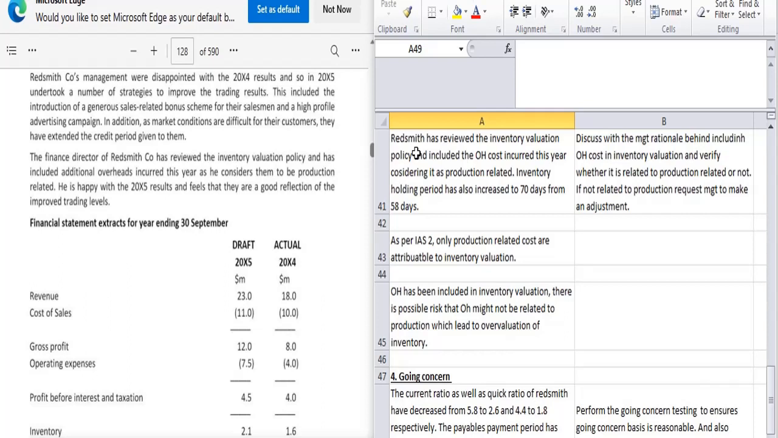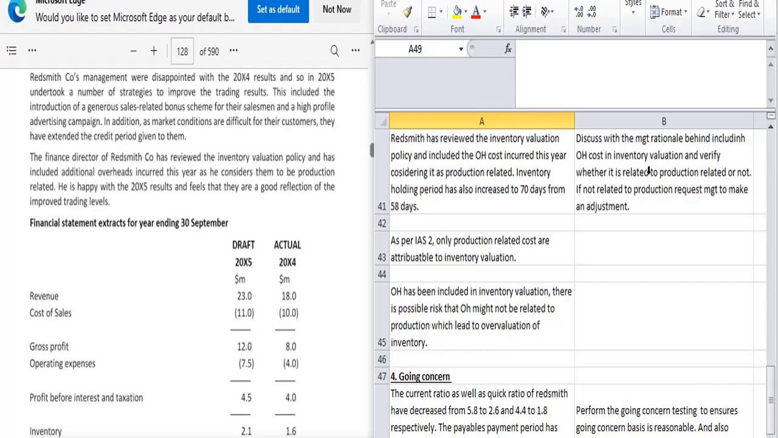But now here we will take a reference of IAS 2. What does IAS 2 say? As per IAS 2, only production related cost should be included in the inventory valuation, right? If the overhead cost is not related to production, then what will happen? There is a possible risk that the inventory might be overstated.